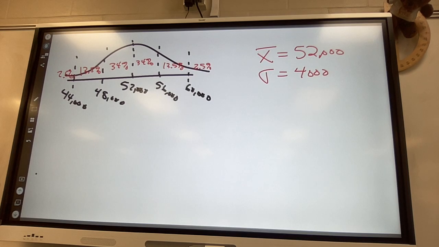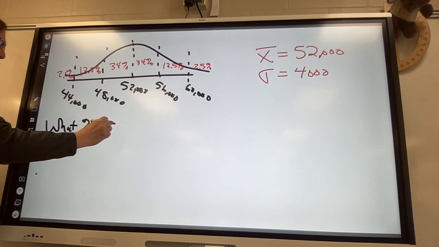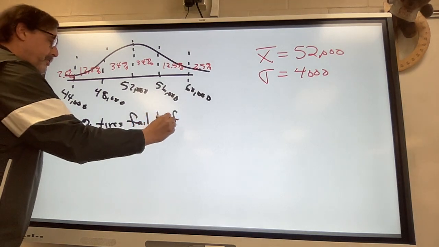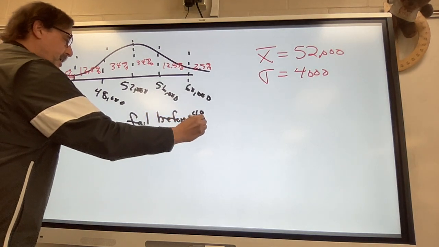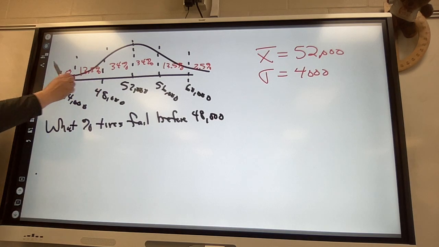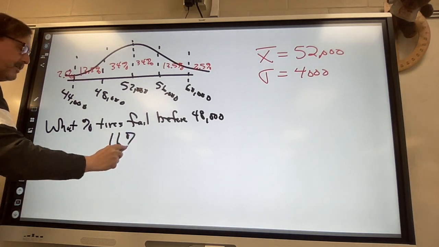And now if you will remember the kinds of questions that we had, the kinds of questions are this. They might say, what percent of tires fail before 48,000 miles? And you would simply look at 48,000 miles. You'd add up the values going this way, which would be 16%.